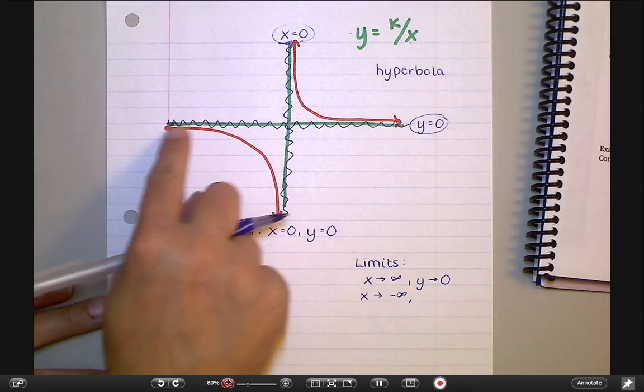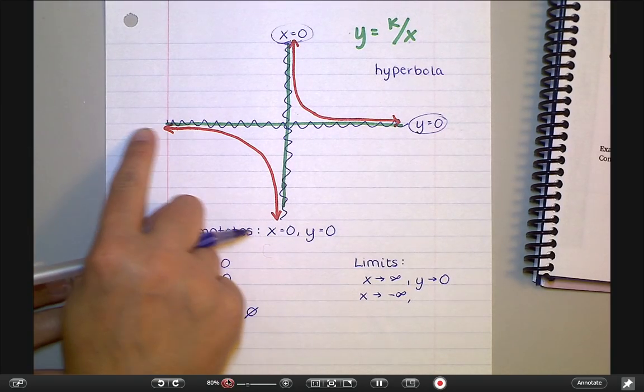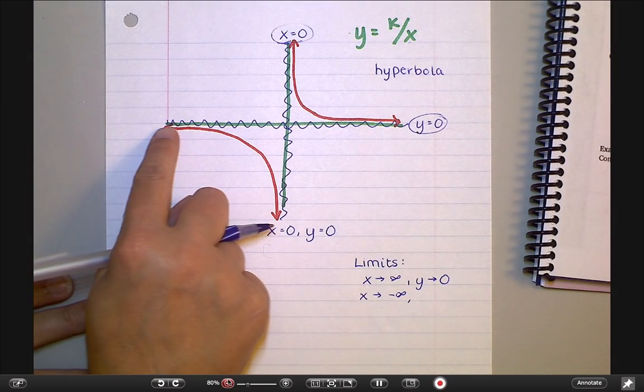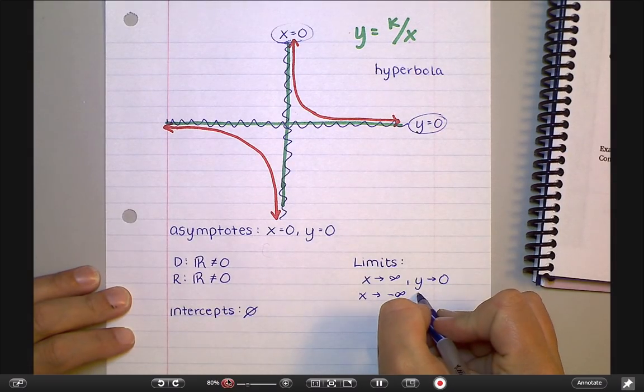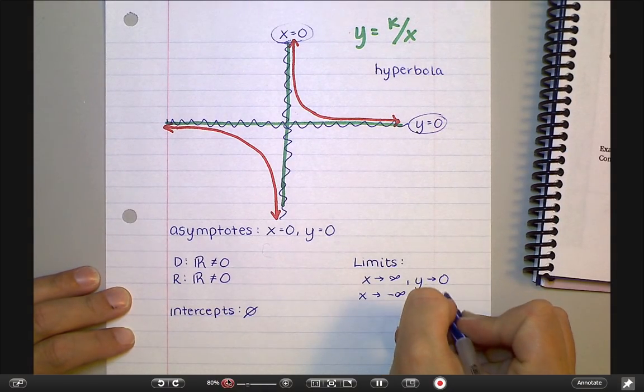This one does the same thing. As you walk out to the left, it is going to get closer and closer and closer to 0. It's just getting closer from the other side. It's getting closer from the bottom instead of from the top, but it's still approaching 0.